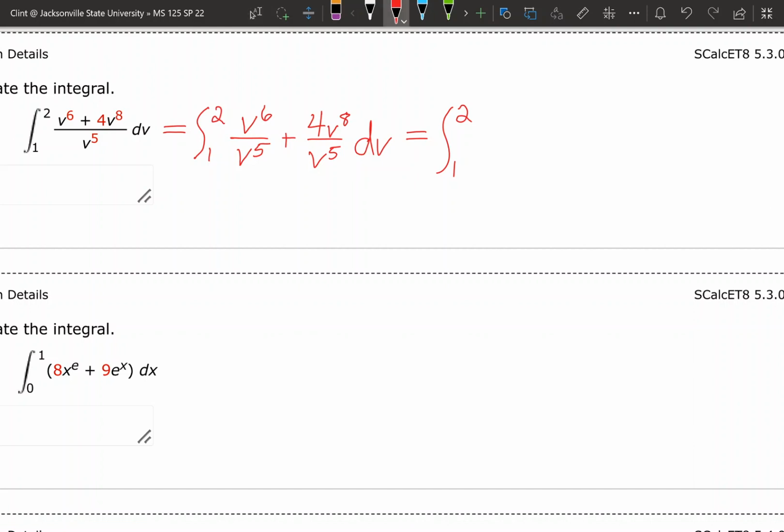So v to the 6th over v to the 5th is just v. And then 4v to the 8th over v to the 5th. So remember our exponent rules, we subtract. So we'll get 4v to the 3rd.